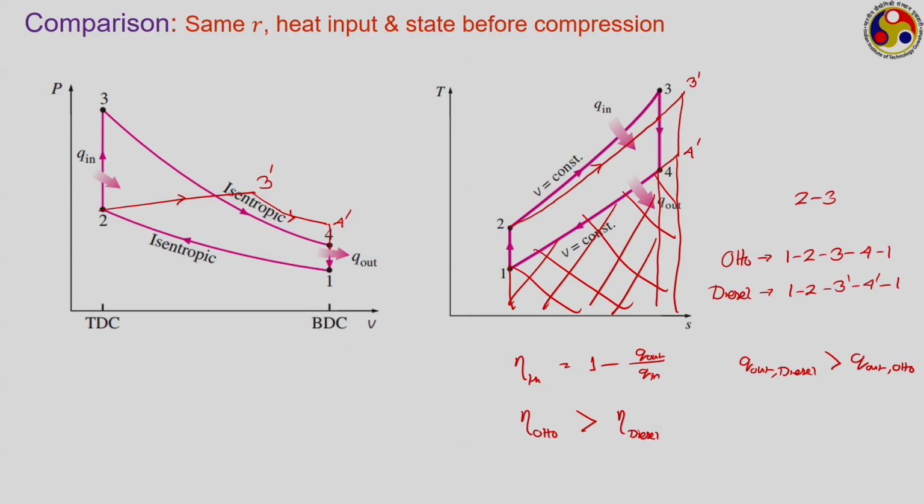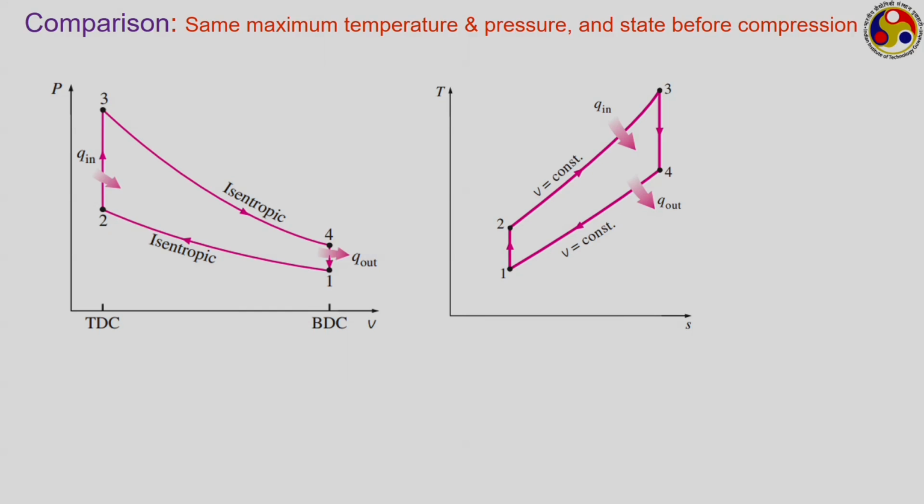And one final comparison I would like to do, which is very important from a practical point of view, where compression ratios are not same, state before compression is same, which is this point 1, and the maximum pressure and temperature remain the same. Now, which point in the cycle has the maximum pressure and temperature? Point 3. This is the one that corresponds to maximum pressure and temperature. So, 1 and 3 are same, but other points are different. So, how can we compare them?